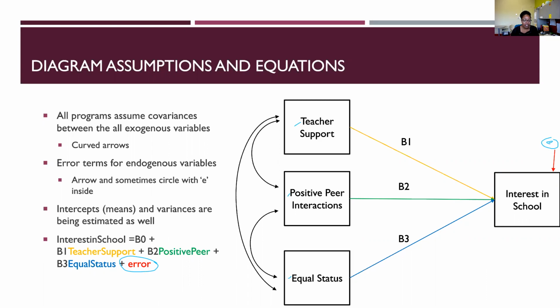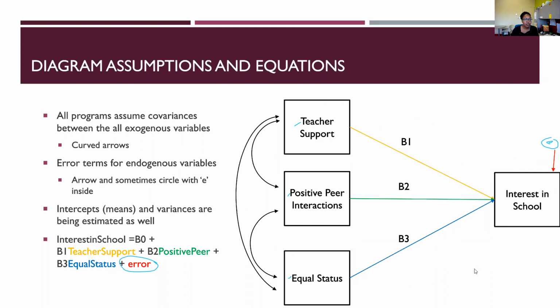And the last thing that we're assuming here is that you're estimating an intercept for your endogenous variables. So that's that beta 0 here, which is in your equation, but not going to be in the diagram. You're also estimating variances for all of these variables, for your exogenous variables and for the error term of your endogenous variable. And we'll get more into that right now.